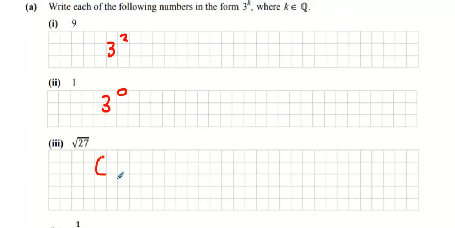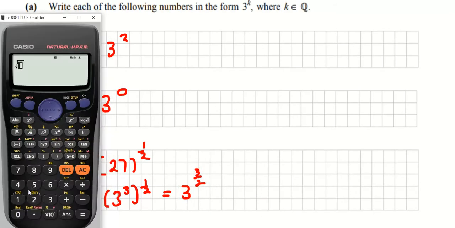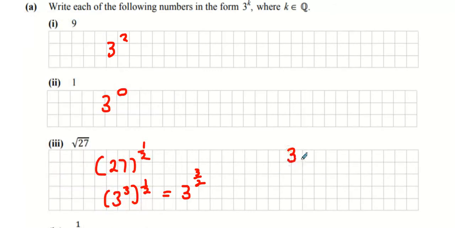Root 27 is 27 to the power of a half. Then we change the 27 into 3 to the power of 3, all to the power of a half. And then 3 to the power 3 multiplied by a half is 3 to the power 3 over 2. Now another way of doing this is to put root 27 into your calculator and you get 3 root 3. And then you can say 3 root 3 is 3 to the power 1 times 3 to the power of a half. And you add them this time. And then that's still 3 to the power 3 over 2, no matter what way you look at it.